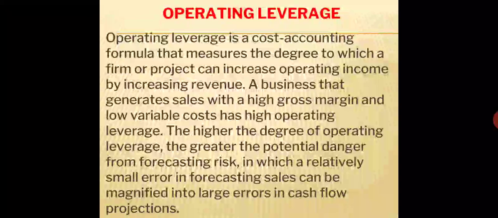Any organization is able to earn profit on the basis of its production capacity, and profit is nothing but the difference between income and expenditures. As we all know, income means our total sales and expenditure is divided into two different parts. The first one is variable expenditures, that is variable cost, and the second one is fixed cost.